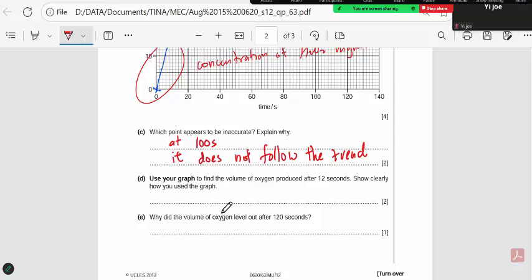Use your graph to find the volume that was produced after 12 seconds. Please highlight or underline this part. Show clearly how you use the graph.